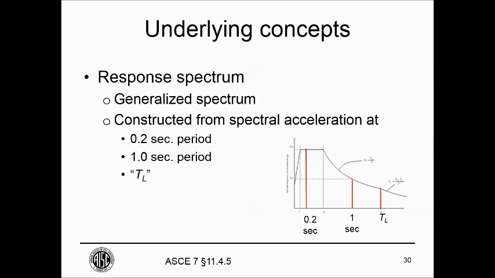So at 0.2 seconds, the response at that level defines a plateau to the spectrum. At 1 second, that gives us the information we need for this equation here, which is a function of 1 over period. And then this T sub L gives us the transition to this other equation, which is a function of 1 over T squared, or 1 over the period squared, multiplied by T sub L. So with all that information, we can construct this generalized spectrum.